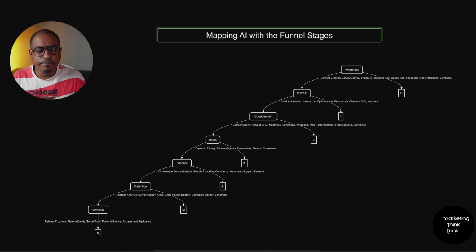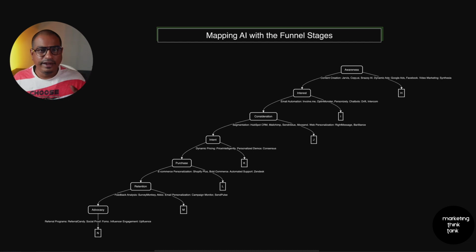We try and map the activities that we have, and we're going to map AI with the stages of the funnel. The stages of the funnel, as you may know, are awareness, interest, consideration, intent, purchase, retention, and advocacy. You can apply this structure to any of the funnel structures that you may have heard about in the past, that you have run in the traditional environment.